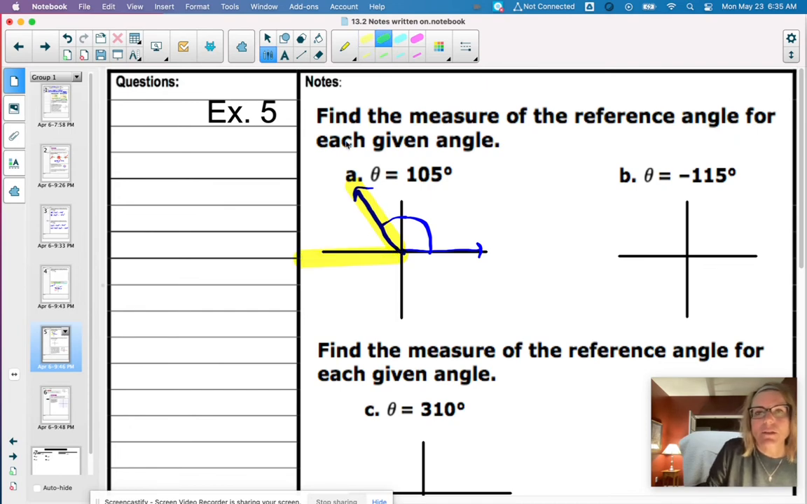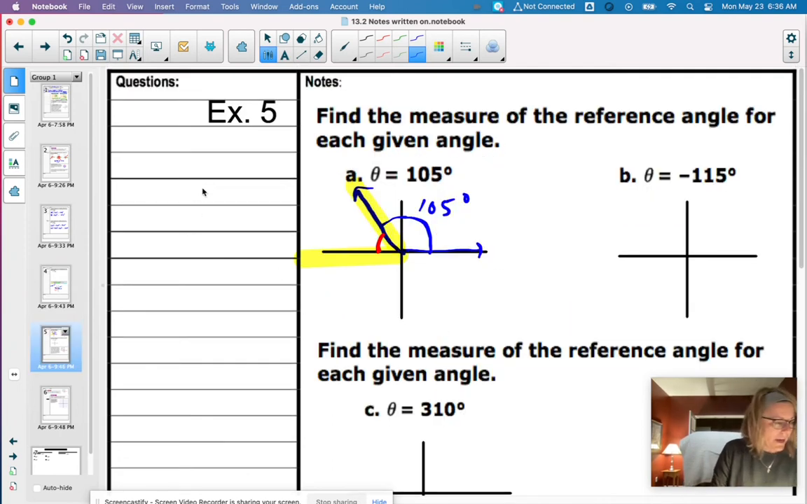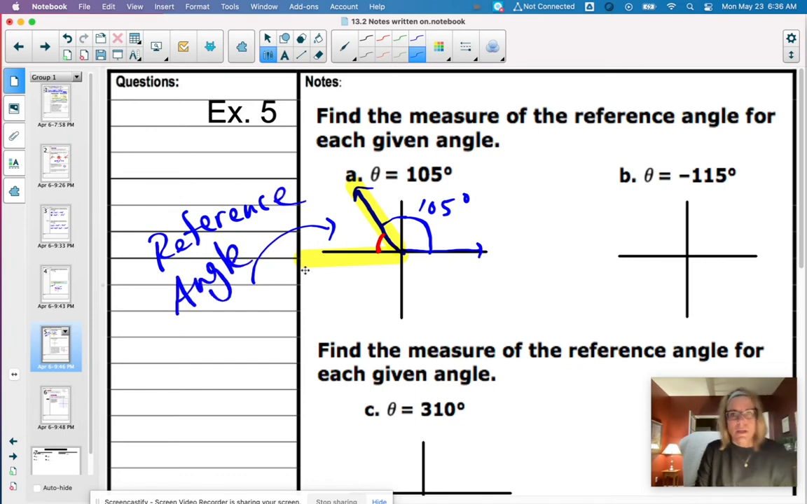So our reference angle has to be right here in the red, because this is 105. The reference angle is not 105 because that's greater than 90 degrees. So the reference angle always has to be in between the terminal side and the x-axis, right here. Terminal side and the x-axis. Doesn't have to be on the positive side of the x-axis like the initial side is. So how do I find? There we go. That's our reference angle.